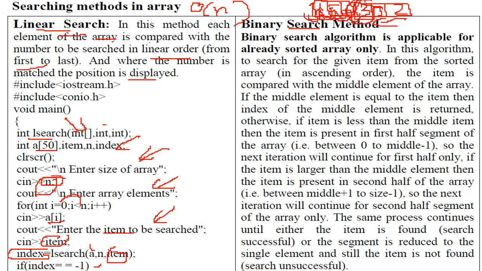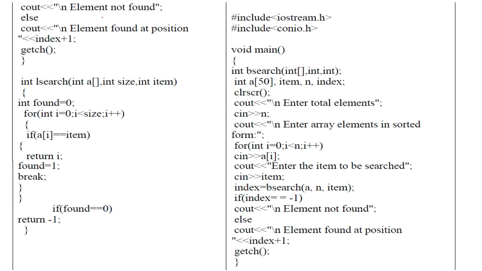If the index is -1, then we just say that the element is not found. Otherwise we'll tell the position, because the array always starts with 0, so we have to add 1 here. Then the position will become like this: this is the first position, this is the second position, and so on. So what this lsearch, or linear search, is doing is taking an array, the size of the array, and the item to be searched.